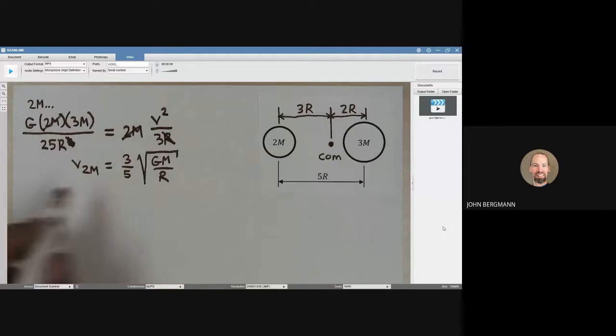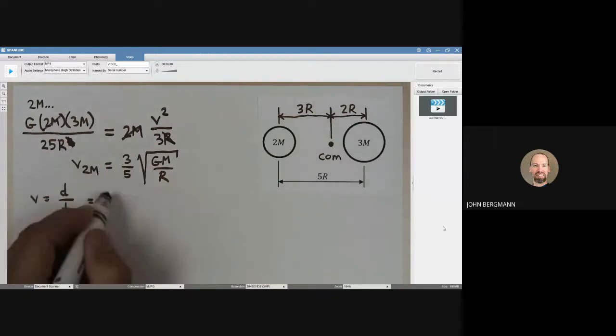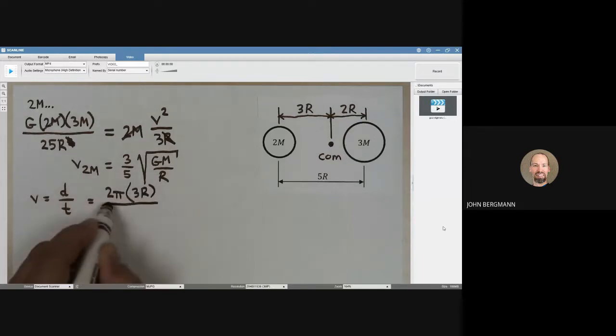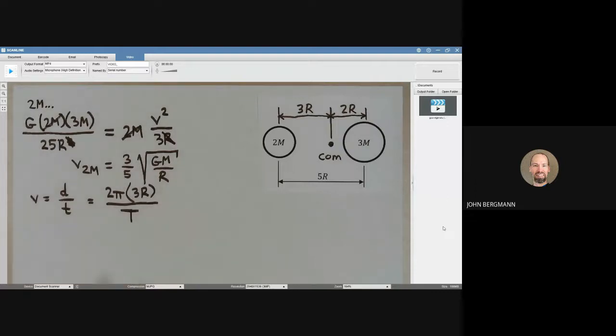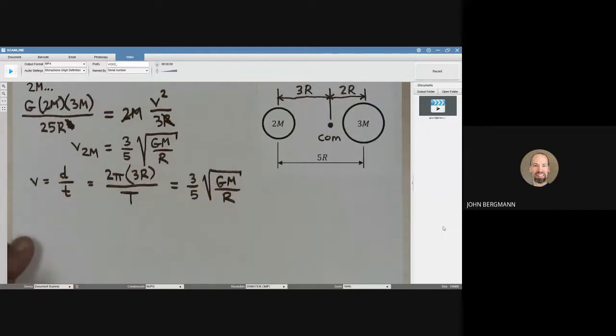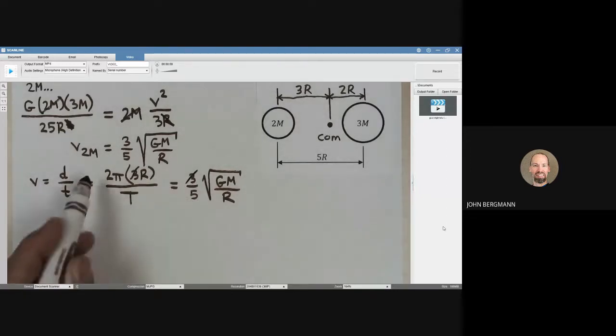Well, if that's this tangential speed, isn't it also true that velocity is distance over time? And what's the distance that 2m will go in one time around? It's equal to 2 pi times, what's its radius of motion? 3r. And that's the period of the motion. So that velocity and that velocity should be equal to each other. Now we got a few things that can cancel here. That 3 cancels there. We can put that 5 up there.